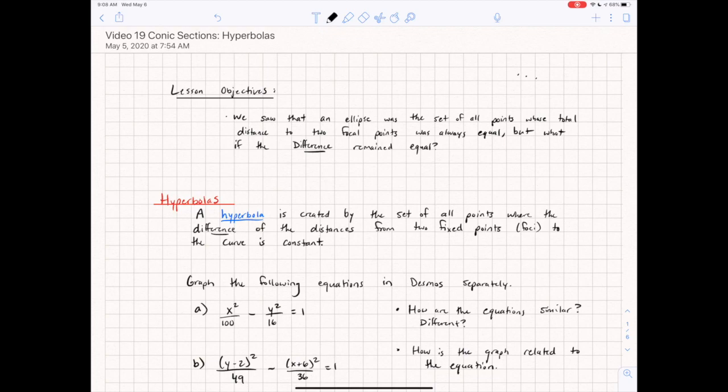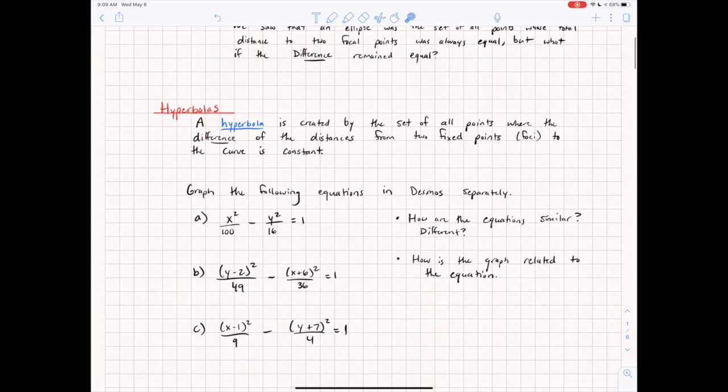Now the lesson objectives, as you can see here on the screen. We saw that ellipses were the set of all points whose total distance to the two focal points was always equal. But what if, instead of adding those two distances, we ended up subtracting those distances? In other words, what if we try to maintain that the difference also remained equal? What would happen to the graph, and what kind of shape would we essentially get? This is actually the core definition for what's known as a hyperbola.